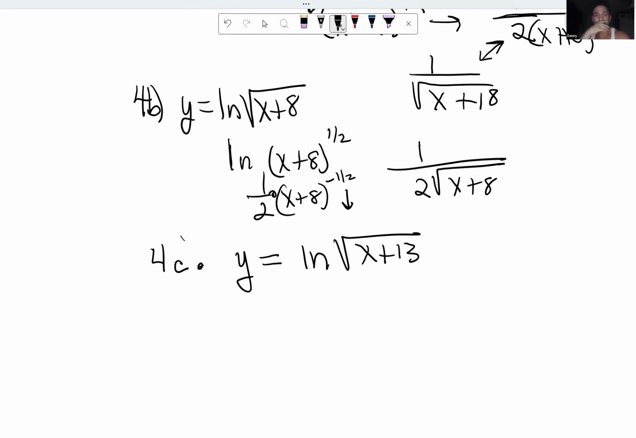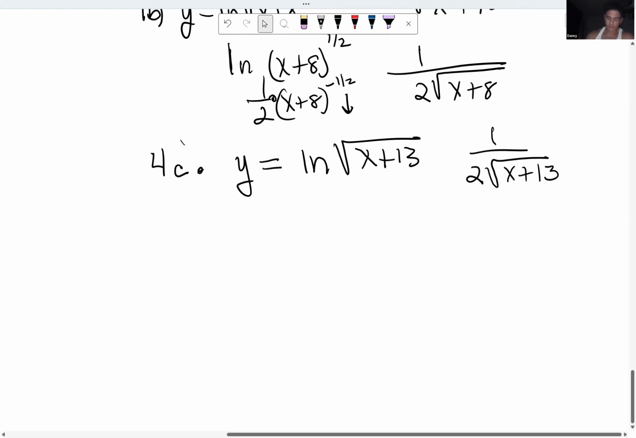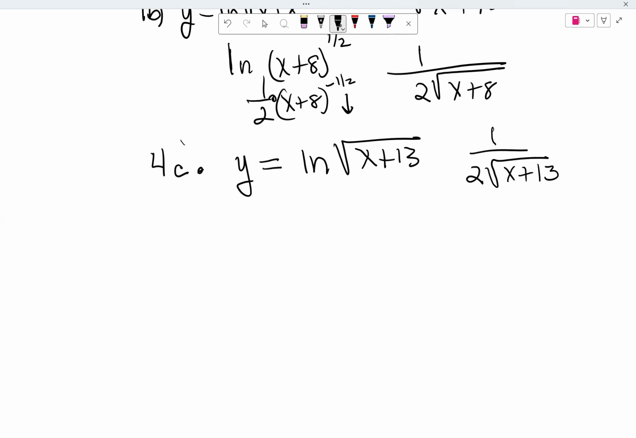Is it 1 over 2 over square root x plus 13? 1 over 2 square root of x plus 13. Very good. All right. You feel okay with this? Okay, you'll see plenty of these in my math lab. All right, so let's try this example 5, we'll call it 5a.